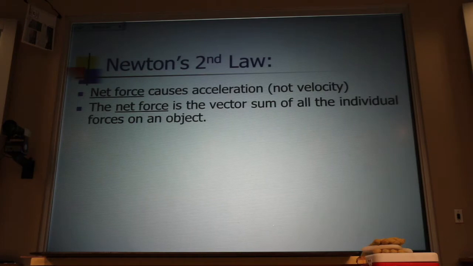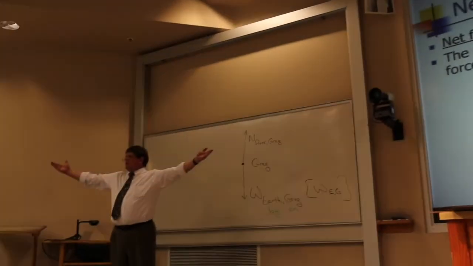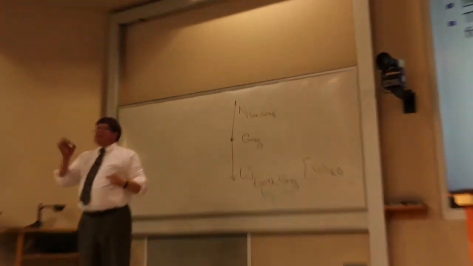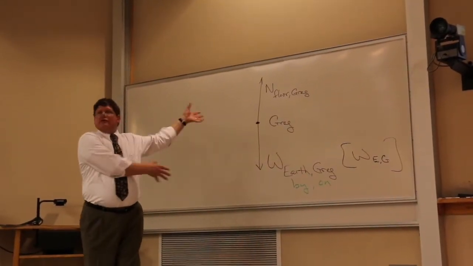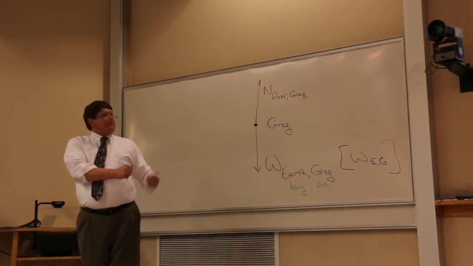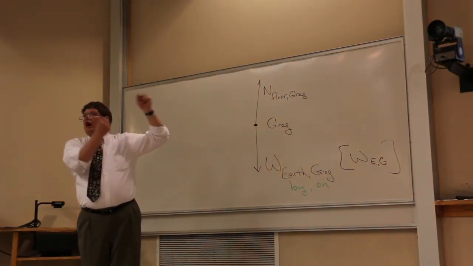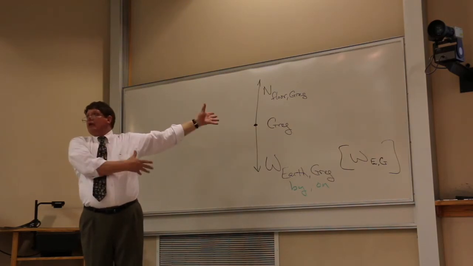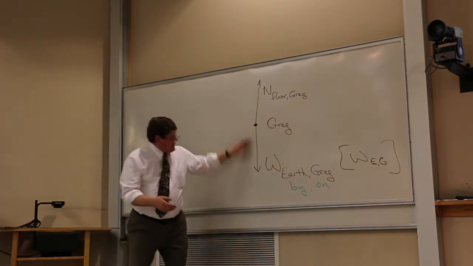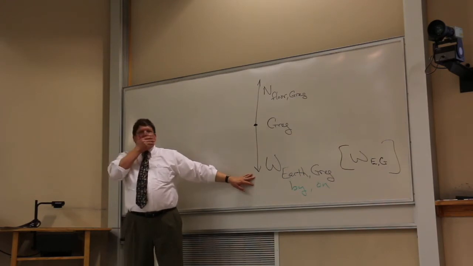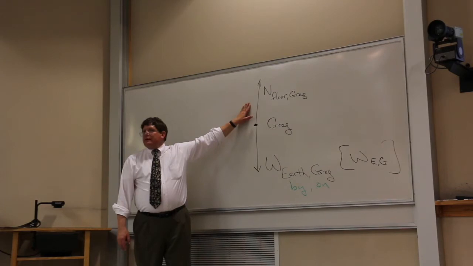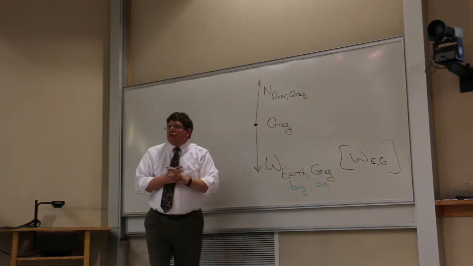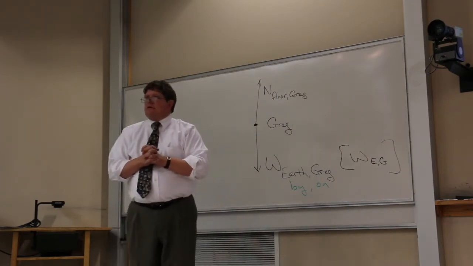As I stand here, not moving, what's my acceleration? 0. That acceleration is caused by this free body diagram. What that means is that this free body diagram has got to scream 0. That means that if my weight force is 200 something, this force has to be just as big. Because my diagram has to scream 0 for my acceleration to be 0.